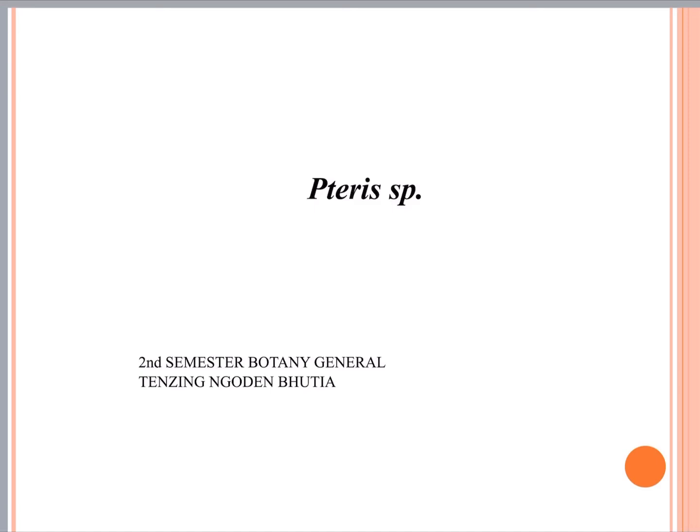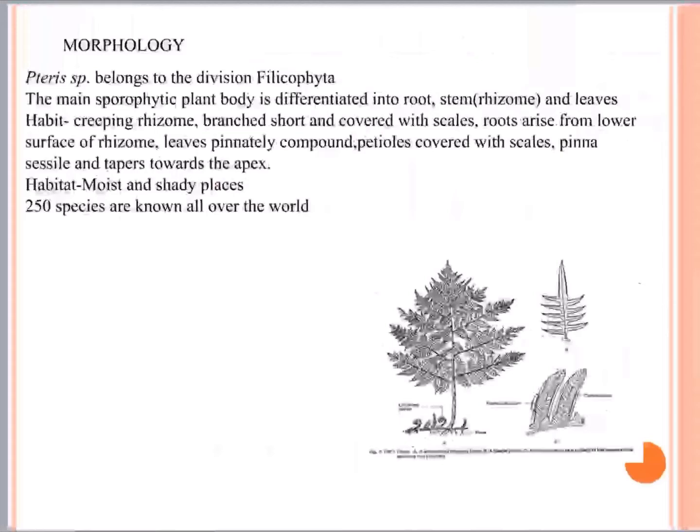Today I'll be discussing the topic Pteris sp from pteridophytes. So first we'll come to the morphology. Pteris species belongs to the division Filicophyta. The main sporophytic plant body is differentiated into root, stem, rhizome and leaves.